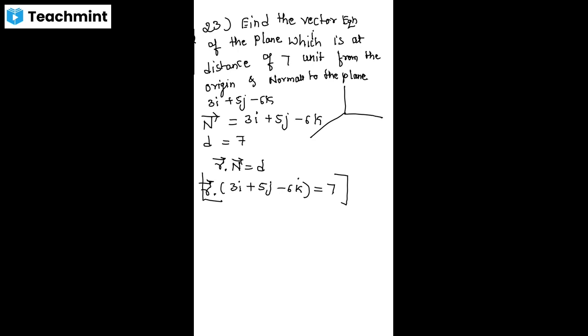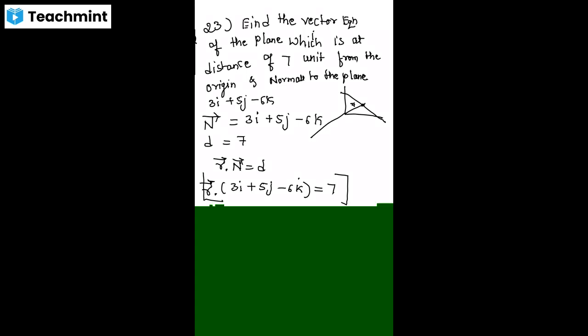So we have this, and we needed the equation of the plane. The distance from the origin to the plane is given. This distance is what? 7 units, and normal to the plane.